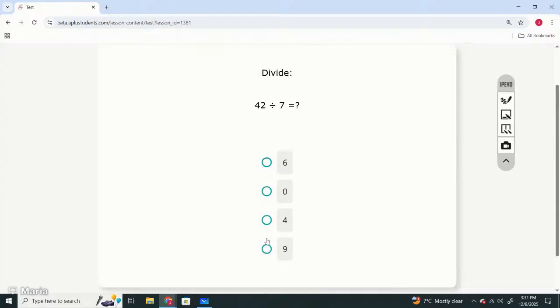42 divided by 7. You need to count a table of 7 until 42. So, what number is it? 7 times what number is 42? 7 times 6 is 42. The correct option is 6. Option number 1 is the correct option.